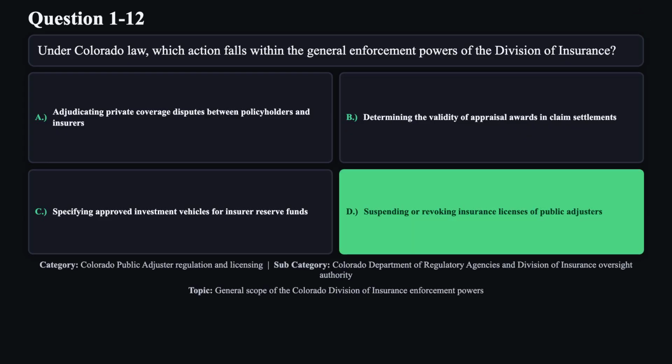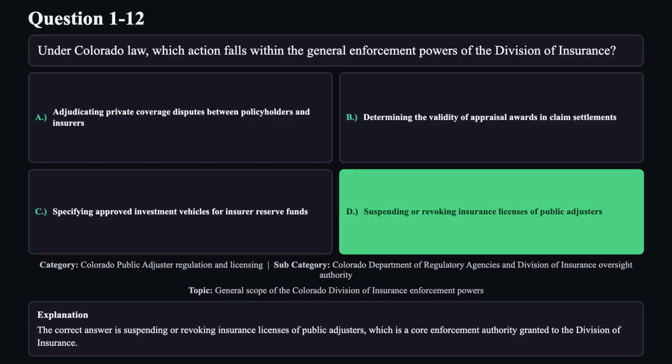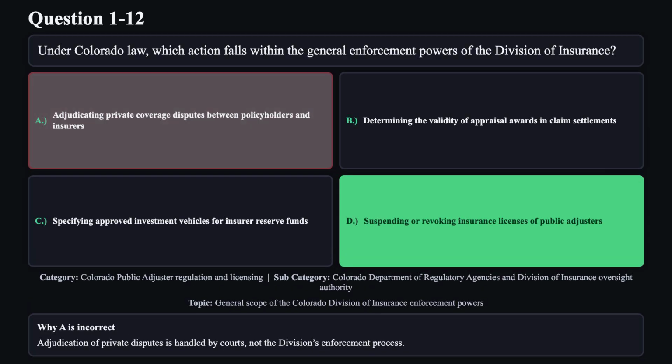The correct answer is D. The correct answer is suspending or revoking insurance licenses of public adjusters, which is a core enforcement authority granted to the Division of Insurance. Reason A is not correct. Adjudication of private disputes is handled by courts, not the division's enforcement process.